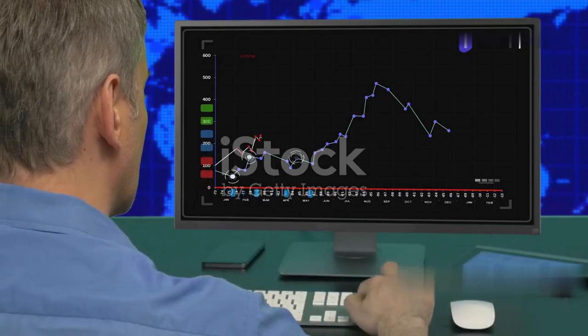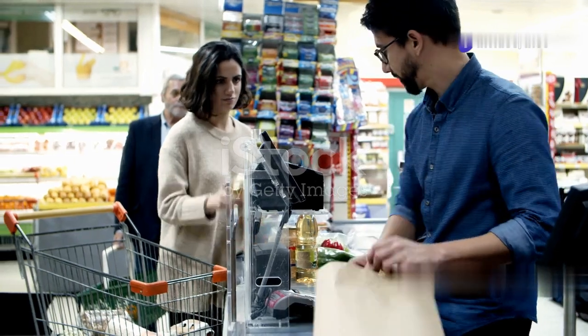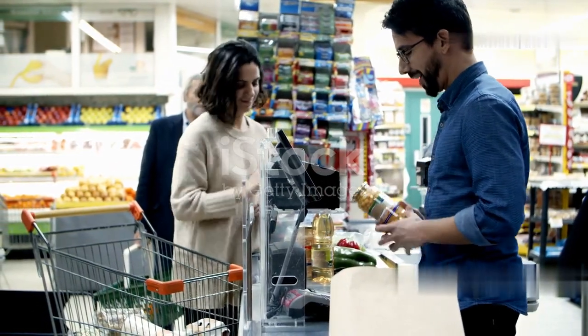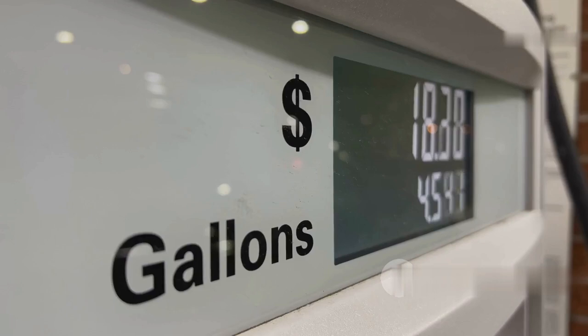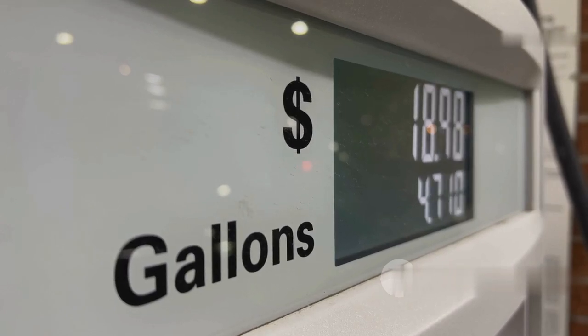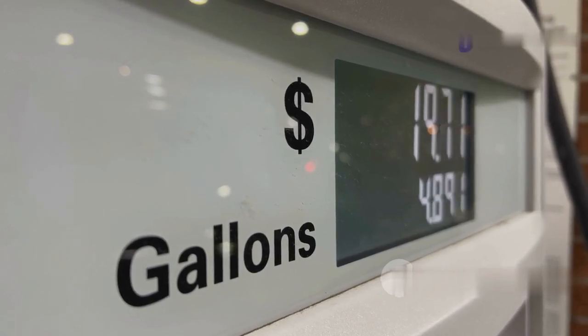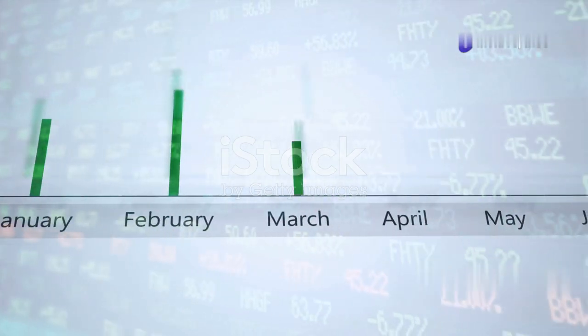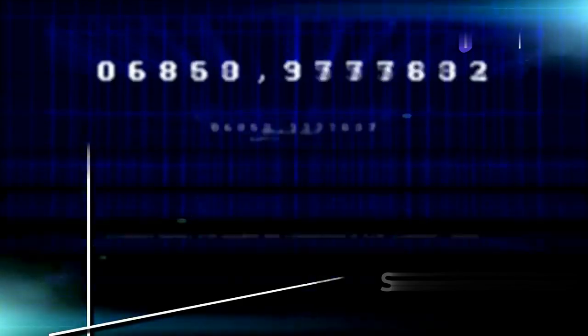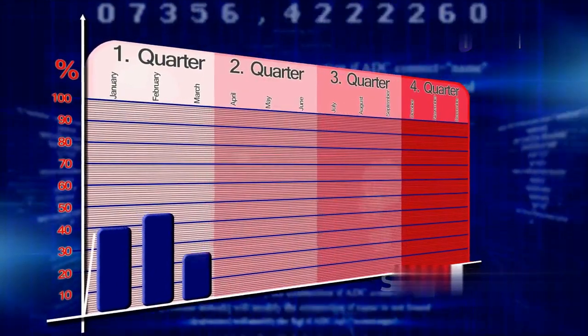Core CPI is a measure of inflation. It tracks the average change in prices paid by consumers for a basket of goods and services. Core CPI excludes food and energy prices. These prices are volatile. The MM in Core CPI stands for month over month. It reflects the change in Core CPI from the previous month.